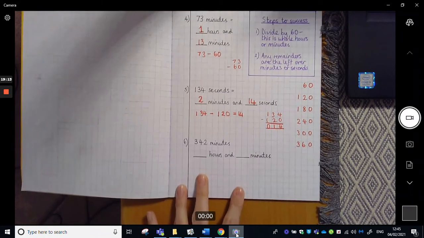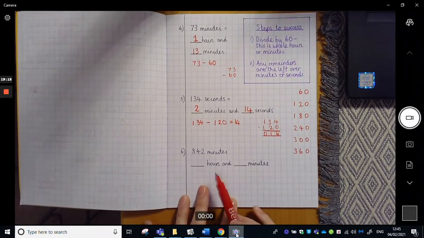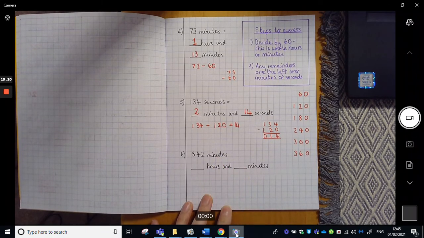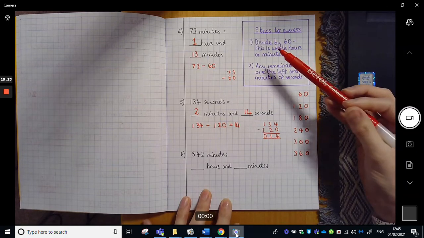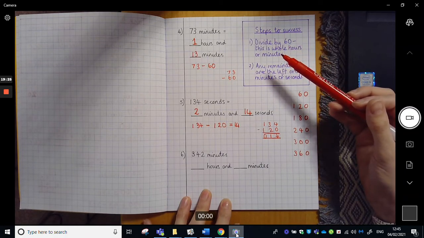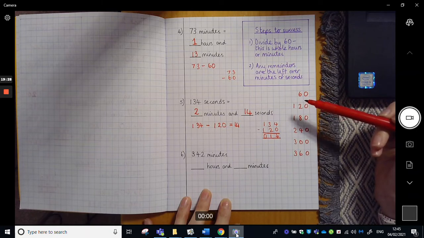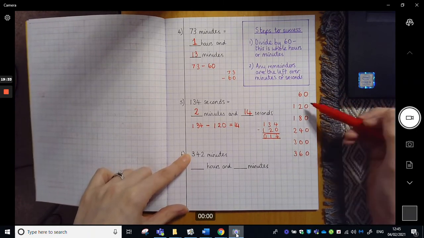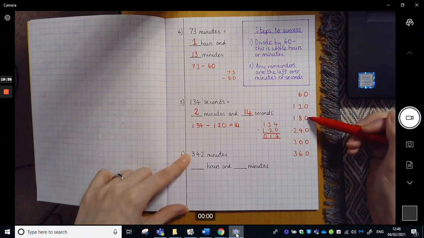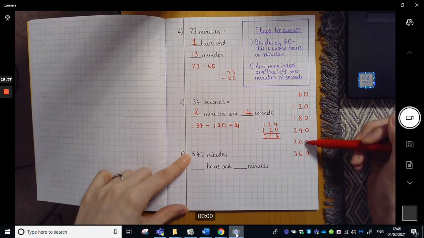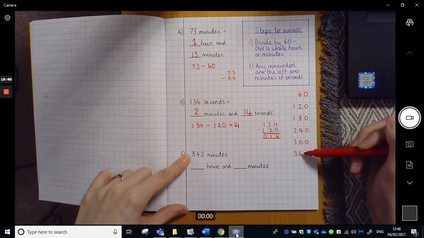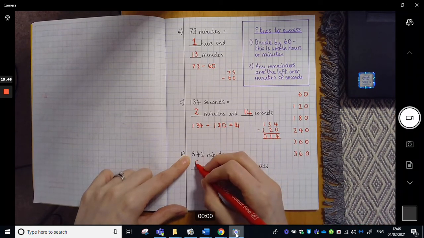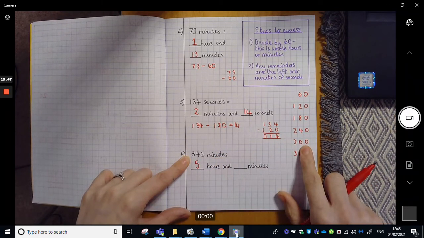Now let's look at one more example together. So this time I've got 342 minutes and I want to know how many hours and minutes that is. So again, looking at my steps, I need to divide by 60 to find the whole number of hours. So I'm going to count up as close as I can to 342 minutes on my steps here. So I have 1, 2, 3, 4, 5. Oh, it's not going to be 6 because that's too big. So there are 5 whole hours and that takes me to 300.